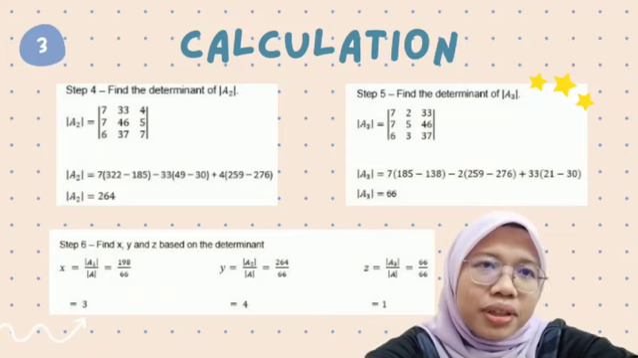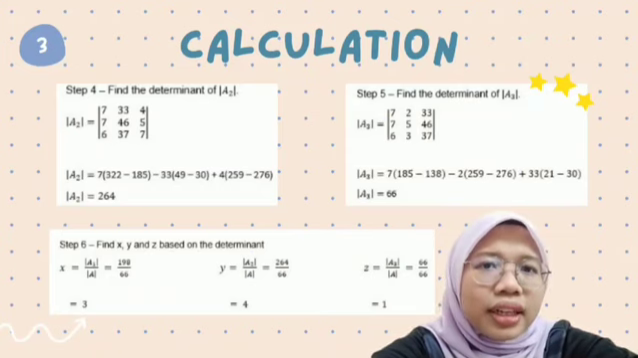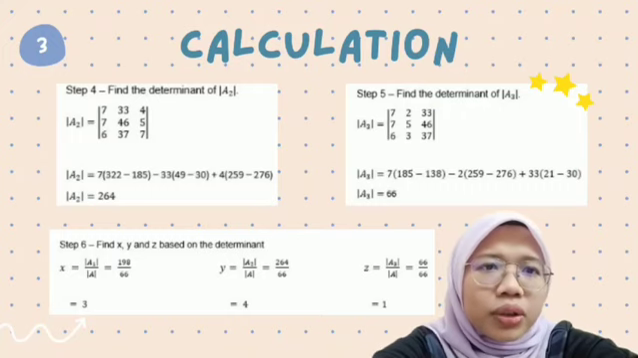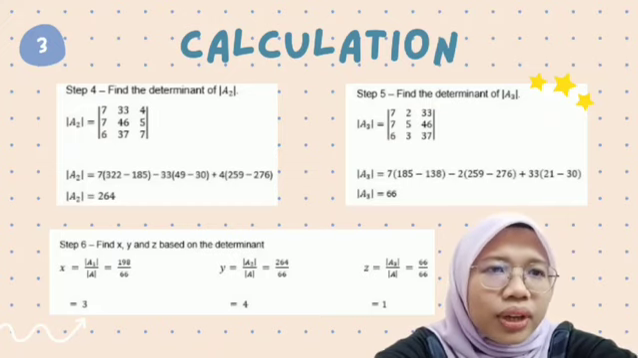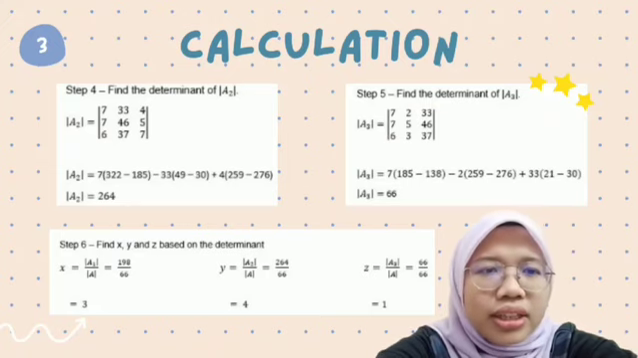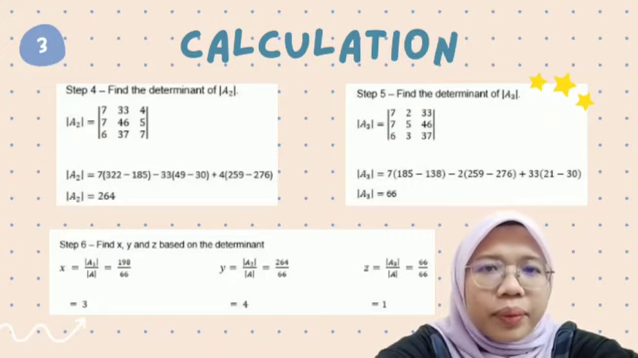To find the determinant of A2, we need to expand along the first row and then calculate the corresponding 2 by 2 determinants. And the answer for the determinant of A2 is 264. Same as the determinants of A1 and A2, we need to expand along the first row and then calculate the corresponding 2 by 2 determinants to find the determinant of A3. And we get 66 for the answer of this determinant.